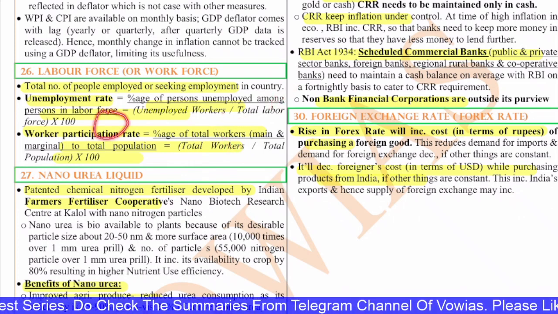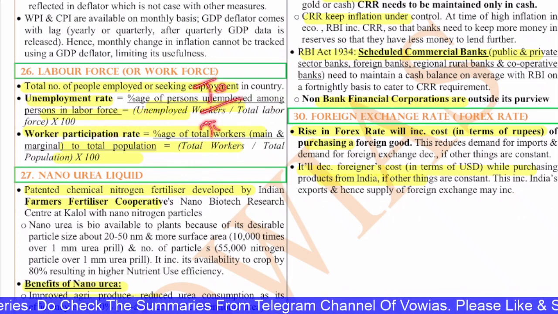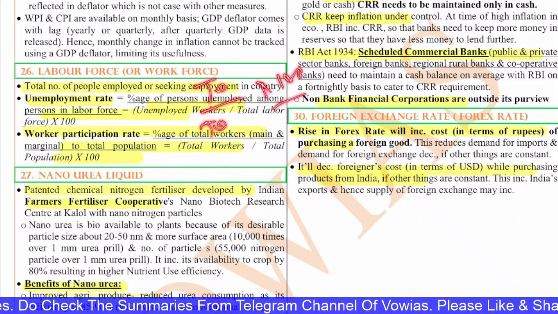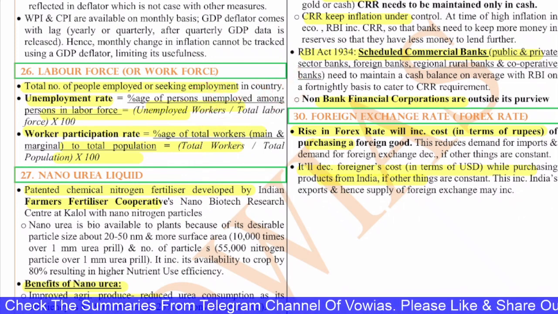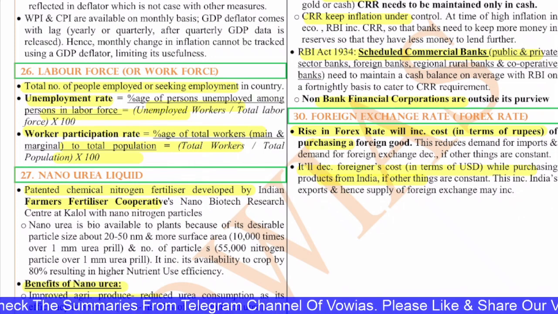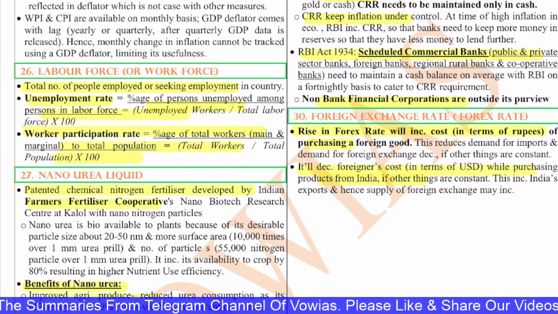Now the worker participation rate is calculated as total workers divided by total population into 100. This gives us the workforce participation rate. It is the percentage of total workers, main and marginal, to the total population. This is about the 26th question.